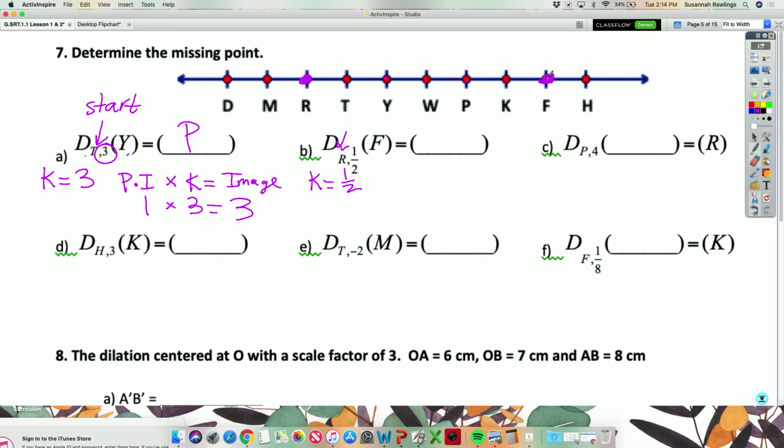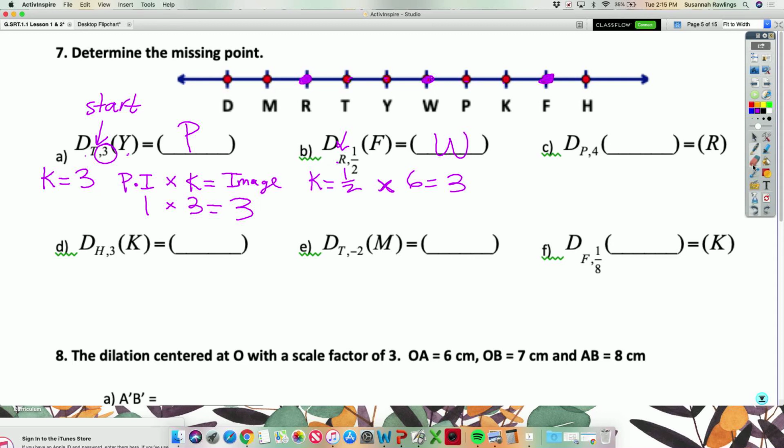So I multiply my scale factor by my pre-image length. So when I multiply by 1/2, that's the same as dividing by what? 2. So what is half of 6? 3. Okay, it doesn't matter in this case which direction we go, but always go back to your starting point, and I'm now just going to count 1, 2, 3. So what point is that? W.